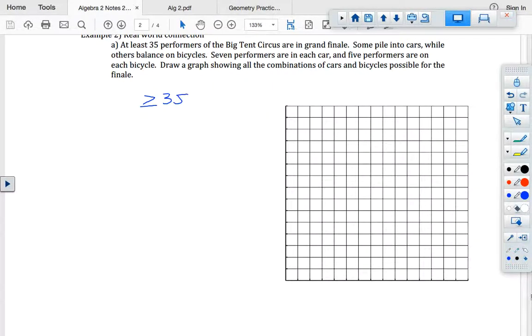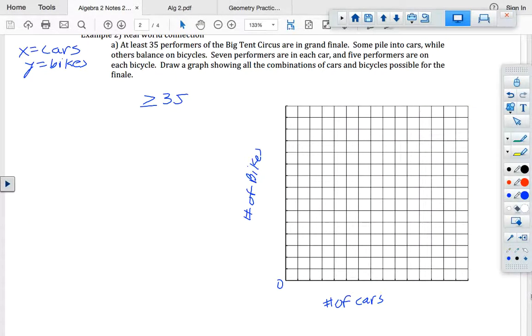What's next? What else was important? The 7 cars and bikes. Cars and bikes. So we'll say X equals cars, and we'll say Y equals bikes. Guys, you always have to specify which one's going to end up being which. So on this graph, I'll label which one is which: number of cars, number of bikes.